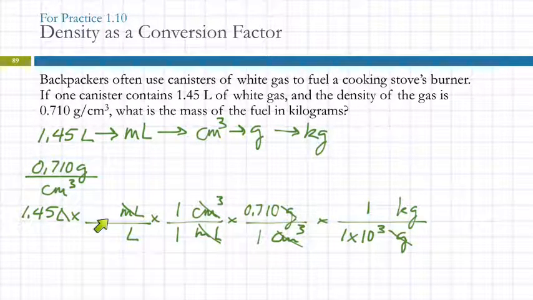And then milliliters to liters, I need to know what milli means. Milli means 10 to the minus 3. I've got milli on the top, so I'm going to write what it means on the bottom, on the other side of the line. 1 milliliter is 1 times 10 to the minus third liters. Now in the calculator: 1.45 divided by 1 EE minus 3, times 1 divided by 1, times 0.710 divided by 1 EE 3.